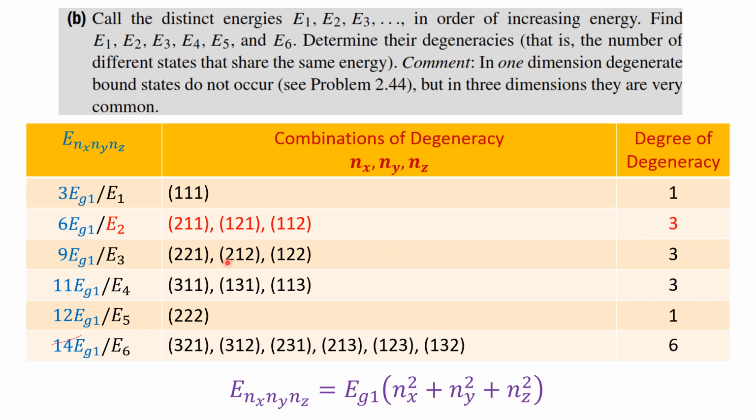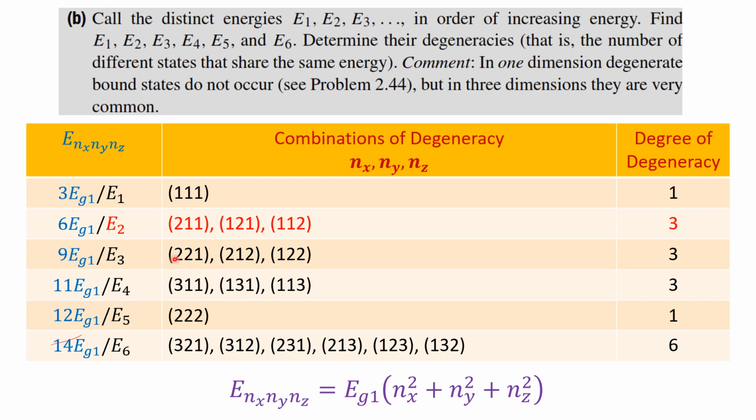Then you increase the energy to the next level. So you have to increase any two of these, along the xy, xz or yz directions, by raising 1 to 2. So 2 2 1, 2 1 2, 1 2 2. These are the possible permutation combinations. So the next level is 2 squared plus 2 squared plus 1 squared, which is equal to 9. That is 9 times Eg1, and that we are calling E3.